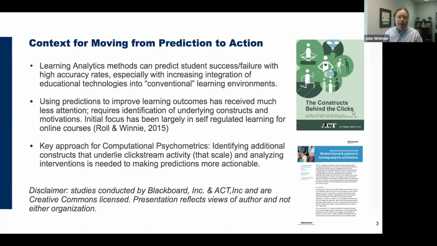So I'm going to speak about 2 studies today that are highlighted on the right-hand side. You see the titles there. One's called The Constructs Behind the Clicks. I'll begin with that one. That's the stealth assessment study that Ada referred to earlier. And then another study that we conducted at Blackboard around notifications built into systems. I have a disclaimer at the bottom: I conducted these studies with Blackboard at ACT, that I'm no longer with, but the studies are Creative Commons licensed, so we can talk about their results in the process as well.